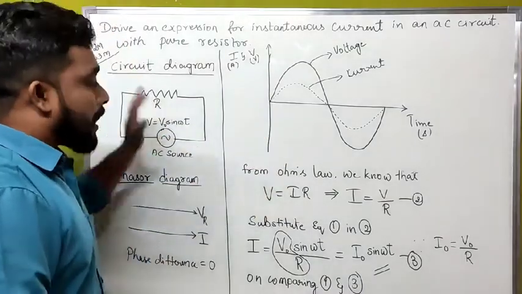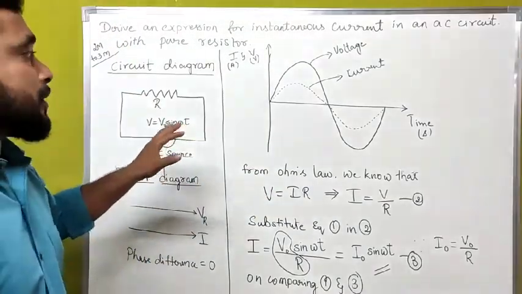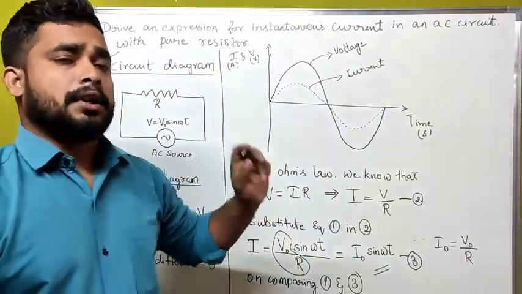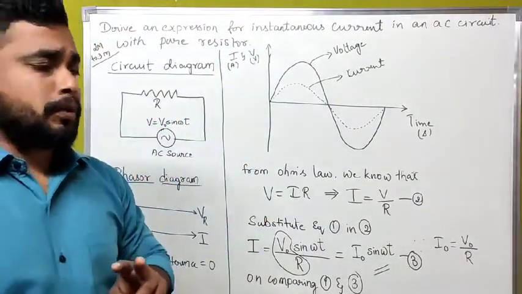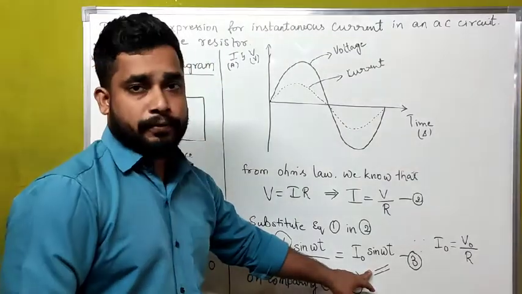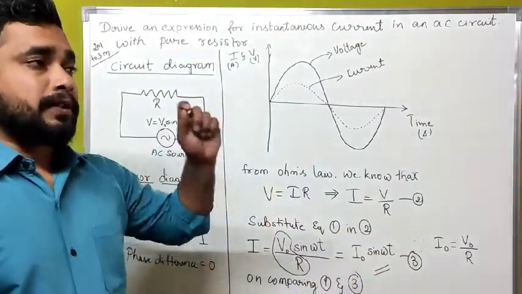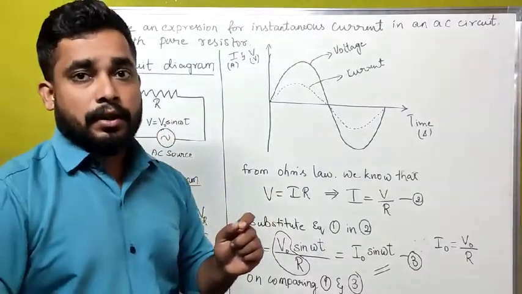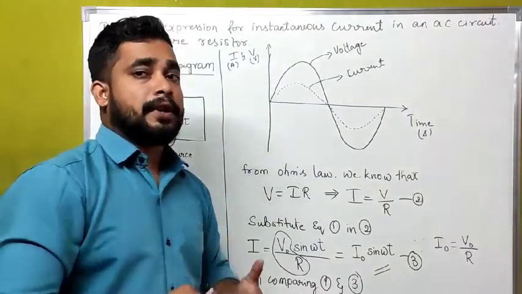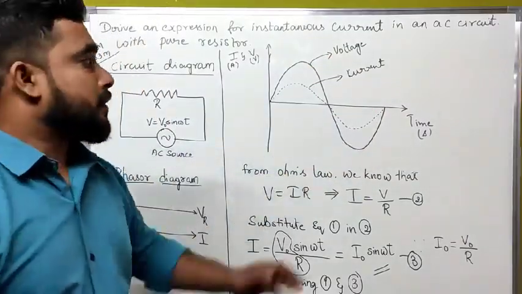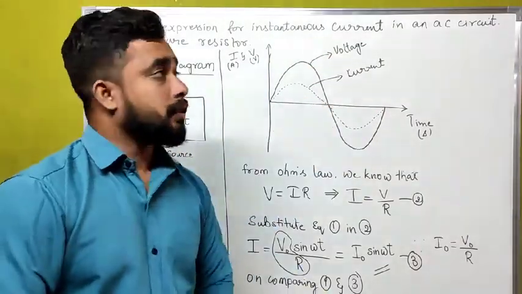If they ask this derivation for 3 marks, we have to write this graphical representation also. If they ask for 2 marks, this is more than enough: I is equal to I naught sin omega t. If they particularly ask to write the graphical representation of a phasor diagram, then we have to write this.